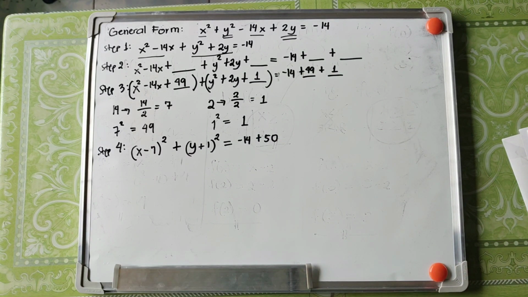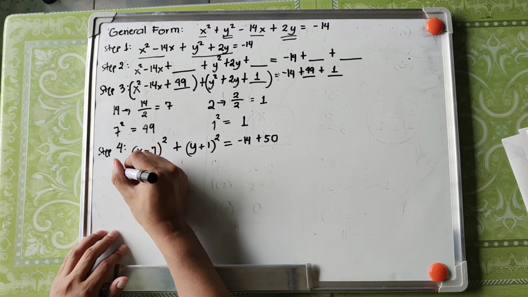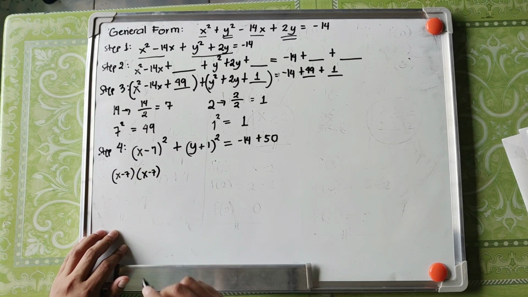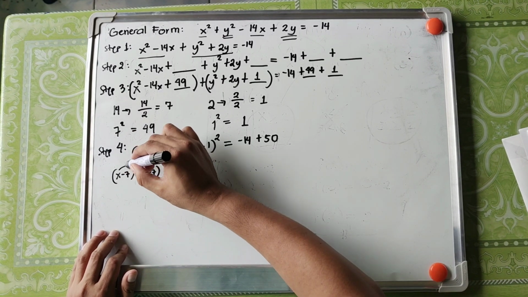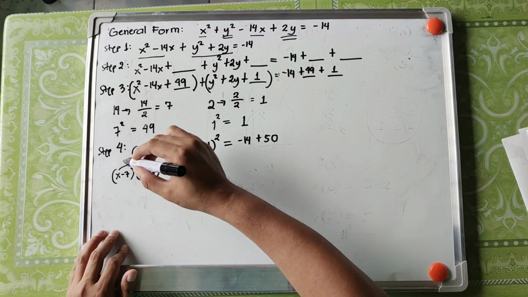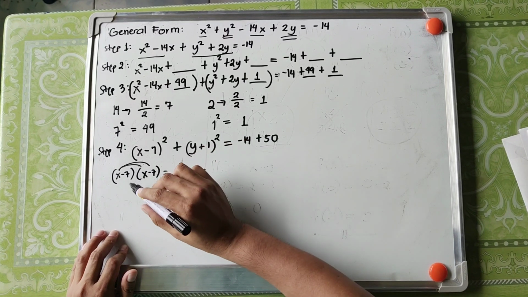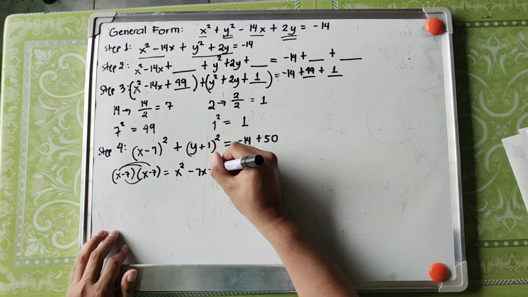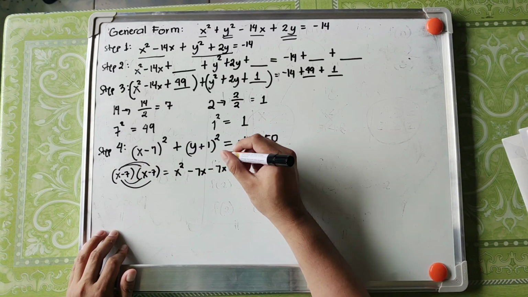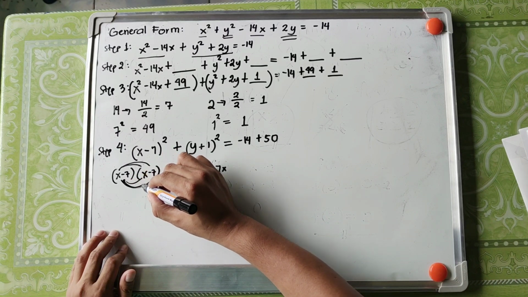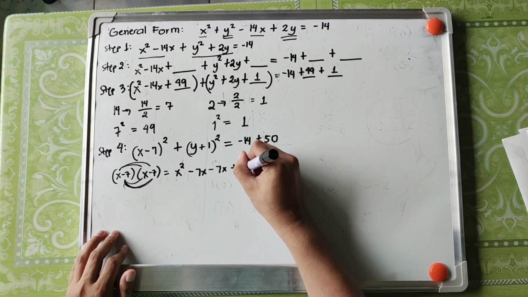Copy square. Bakit? Because, if you are going to check this one, x minus 7 times x minus 7, x times x is, I have to simplify. X times x is x squared. X times negative 7 is negative 7x. Foil. Negative 7 times x is equal to negative 7x. Then negative 7 times negative 7.